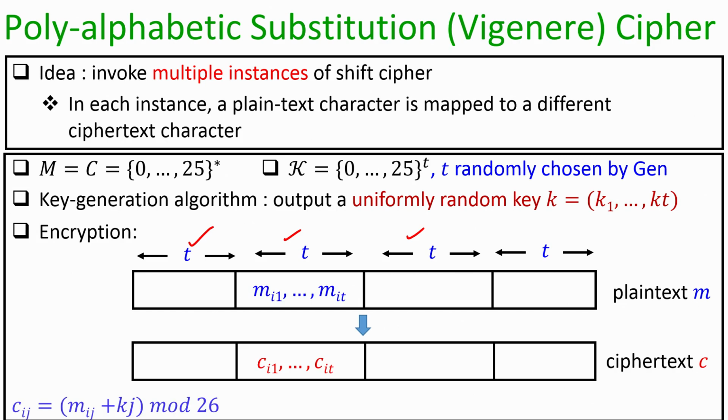Namely, we produce the ith ciphertext block as follows. So, imagine that the characters in the ith block are mi1, mi2 and mit. So, there are t such characters, and we have the key characters k1, k2 and kt. The characters of the ith ciphertext block are Ci1, Ci2 and Cit, where the jth character of the ith ciphertext block is obtained by shifting the jth plain text character by the shift kj modulo 26.